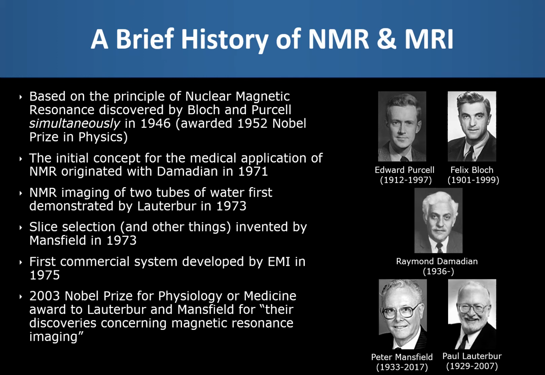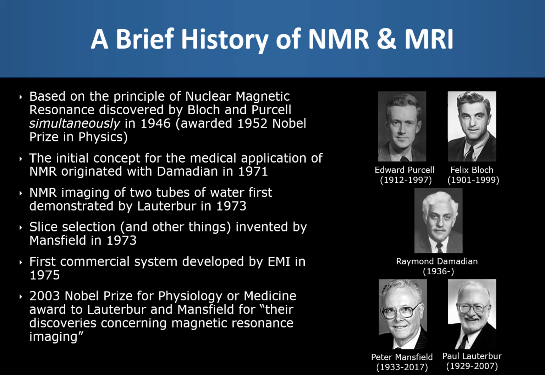In the UK, a lot of work in magnetic resonance imaging and NMR was performed primarily at the universities of Aberdeen and Nottingham, with slice selection, amongst other things, being invented by Professor Sir Peter Mansfield at the University of Nottingham in 1973. The first commercial MRI system was developed by EMI in 1975 in the UK, primarily on the basis of money that they had earned from the Beatles and selling their albums.